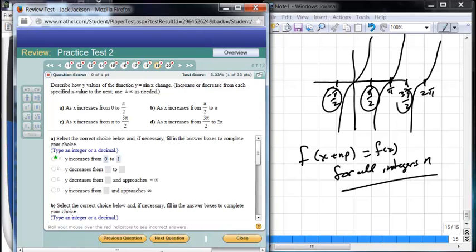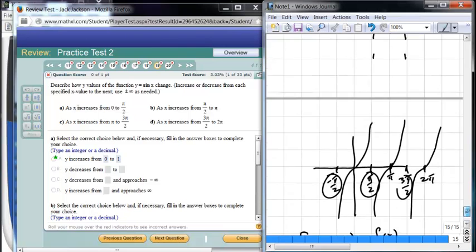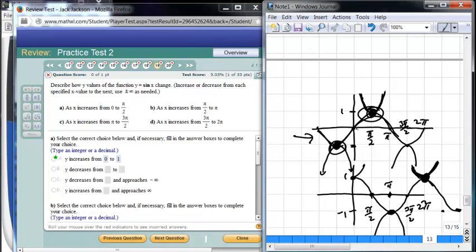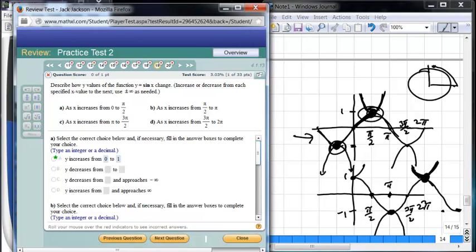Next question. Describe how the y values of the function y equals sine of x change, as they increase or decrease, from one x to the next. Select the correct answer. For A, as x increases from 0 to pi, we're looking at the sine here, and sine is going to go up from 0 to 1. We can also think of this as the unit circle picture. As theta goes from here to here, the y values are going to go from 0 to 1.